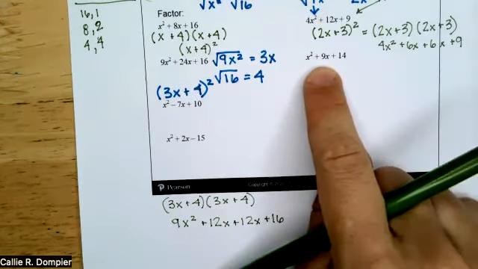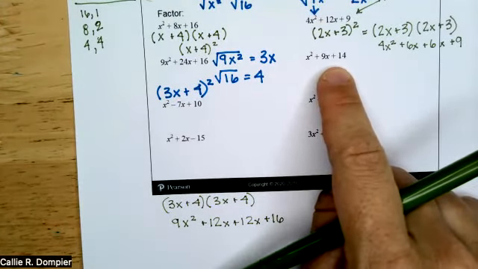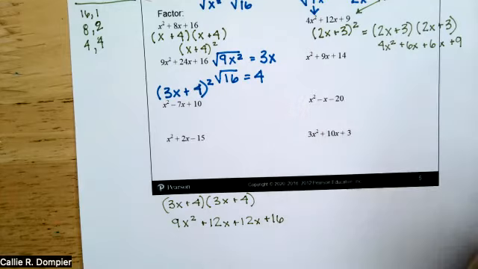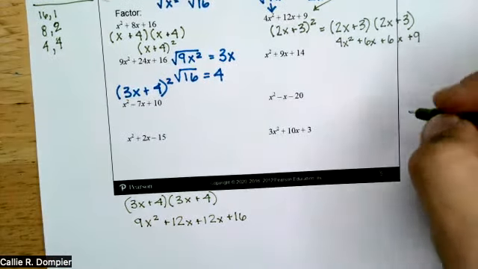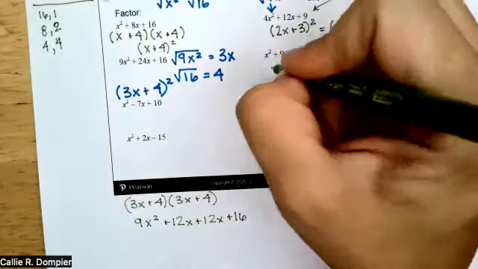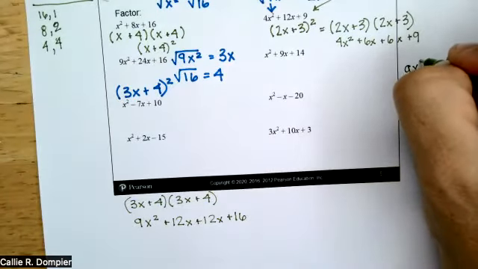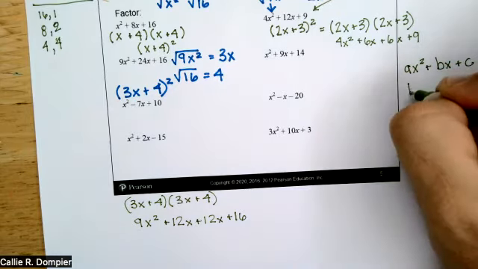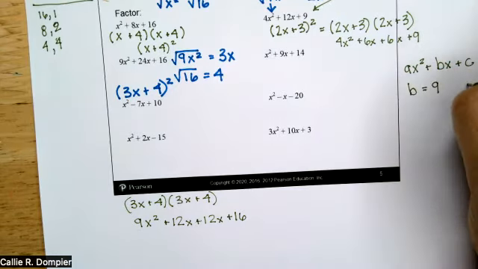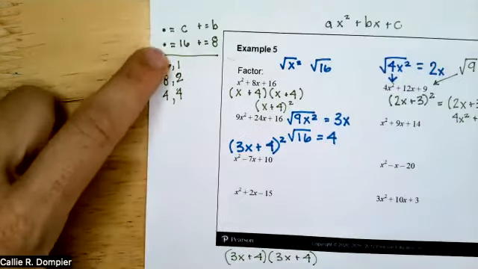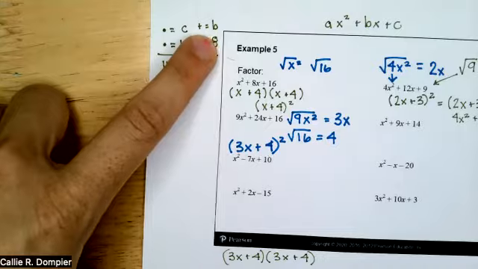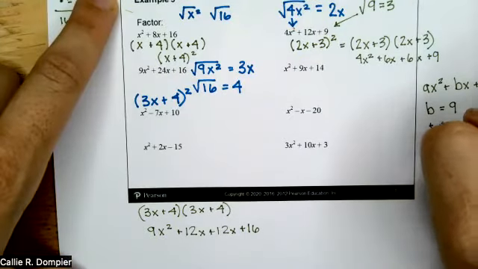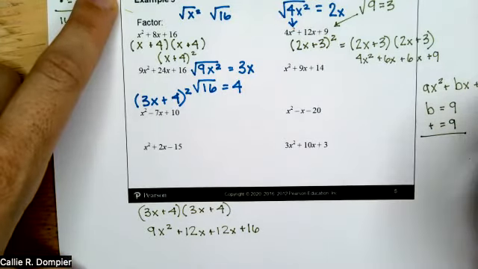x squared plus 9x plus 14. So now this one is not, 14 is not a perfect square, right? So I have ax squared plus bx plus c. So b is 9, c is 14. I need it to multiply to 14, add to 9. So those two terms need to add to equal 9, and they need to multiply to equal 14.